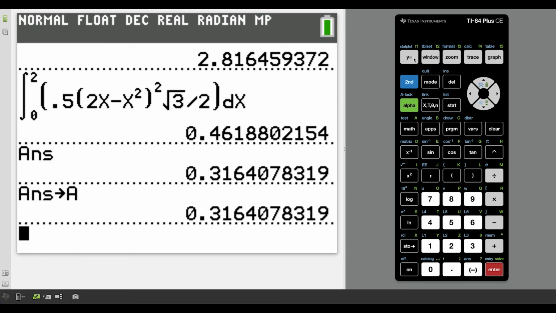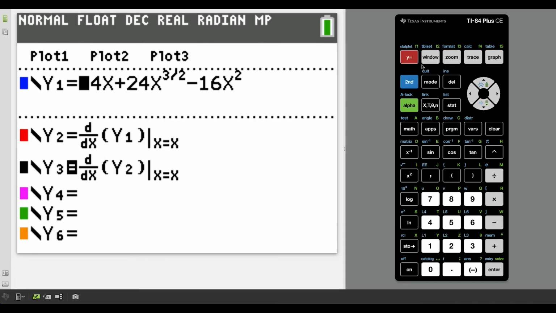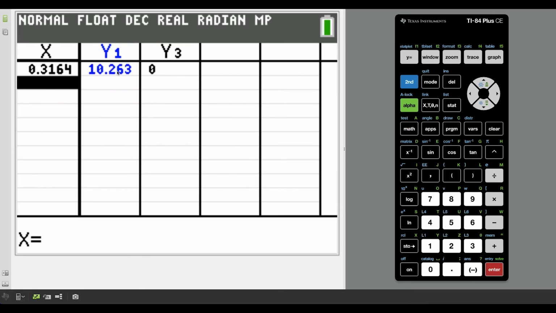So now what we want to do is we could go over to the window, and we're going to switch the calculator from auto to ask. And I don't know if I have stuff typed in here. I don't. But now we could turn back on the original graph y1 because we want to know what's the height at that time that we just saved. So now just press alpha math to type in that decimal, and we have 10.263.